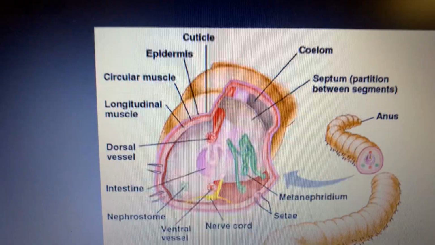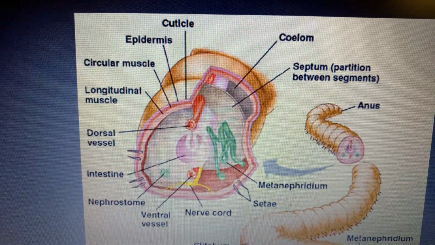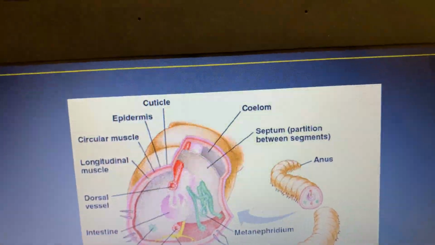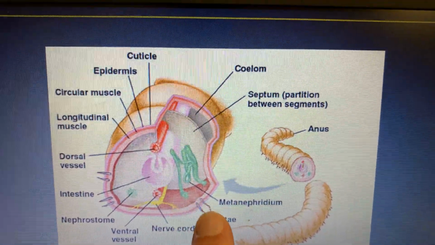Okay, so I'm showing you the picture here of the coelom. You have labeled the circular muscles right here, and also the setae that we mentioned right here.